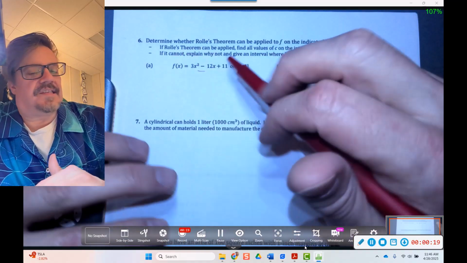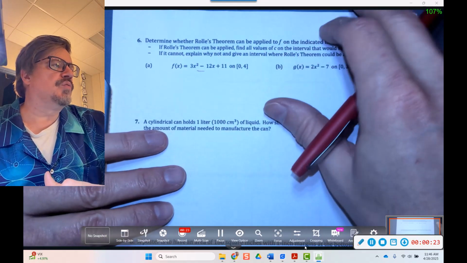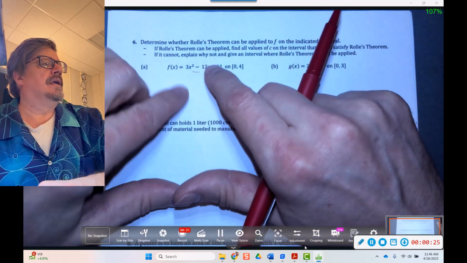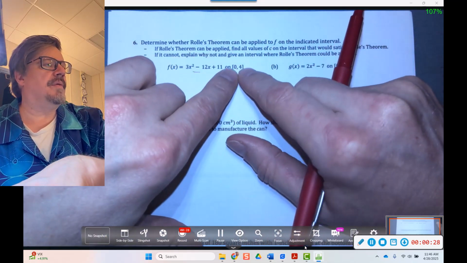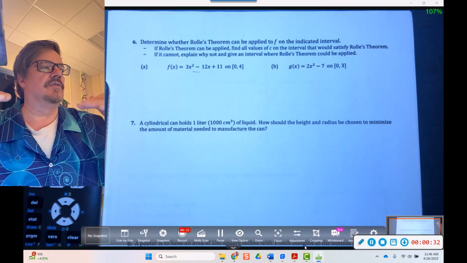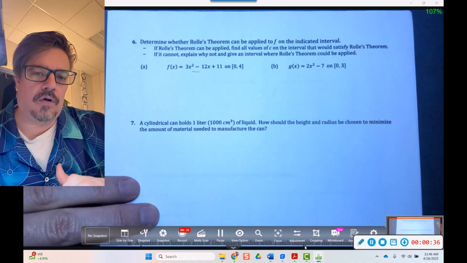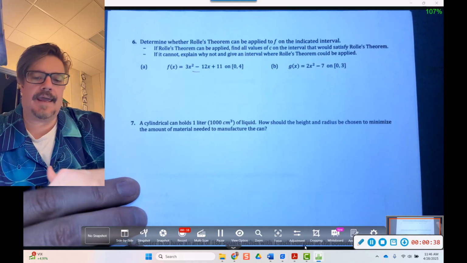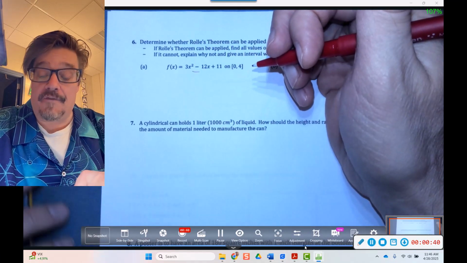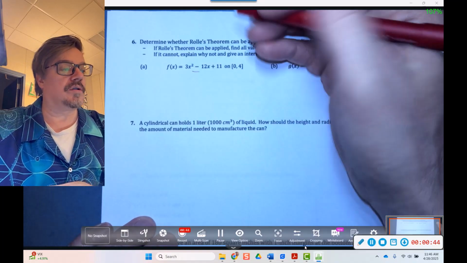So Rolle's theorem is a corollary of the mean value theorem, but there's just one thing that has to happen: the endpoints, when you plug them in, have to equal the same value, so that there's basically a level playing field. Instead of setting your derivative equal to the average rate of change, you're setting it equal to 0, but it only works if this is 0.